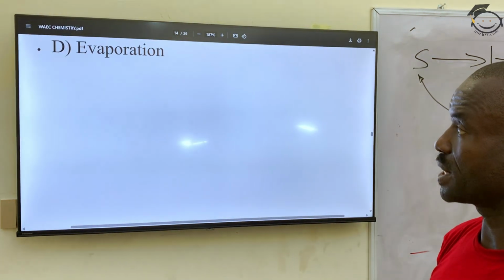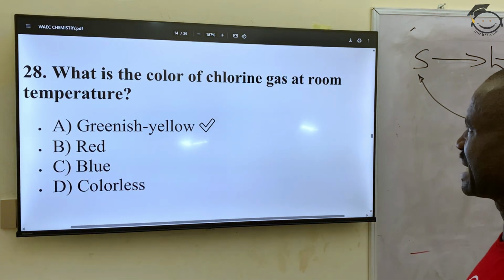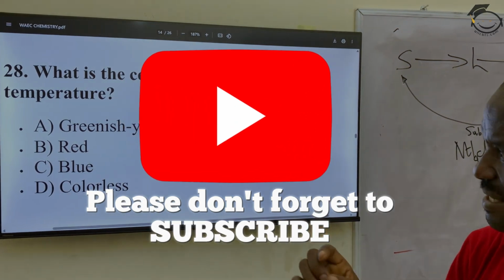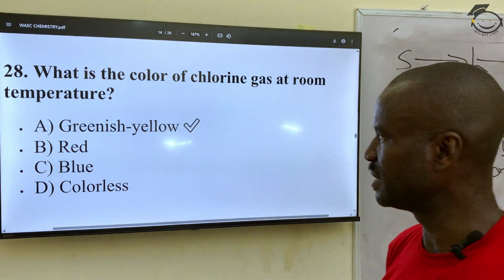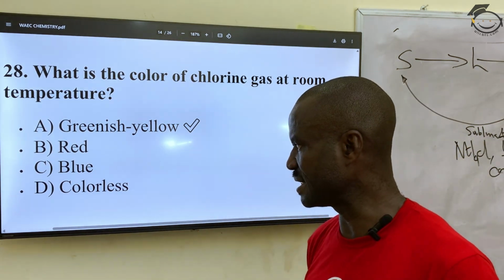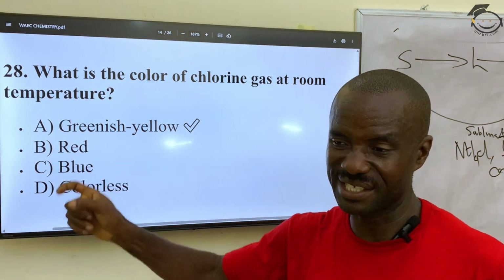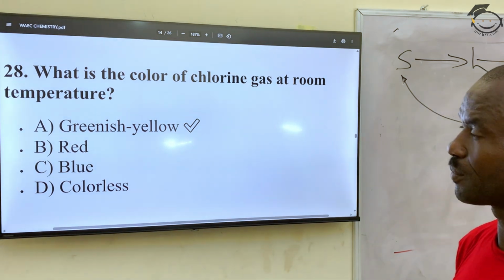Question 28. What is the color of chlorine gas at room temperature? Chlorine has its characteristic color. A, greenish yellow. B, red. C, blue. And D, colorless. The correct answer is A. Chlorine is always greenish yellow in color. Greenish yellow, that's chlorine for you.